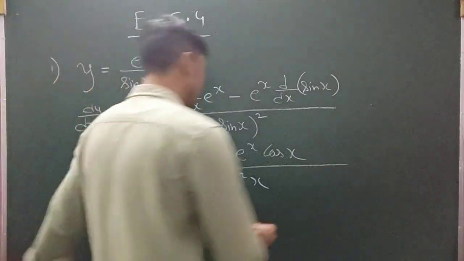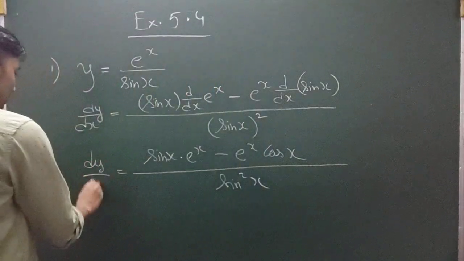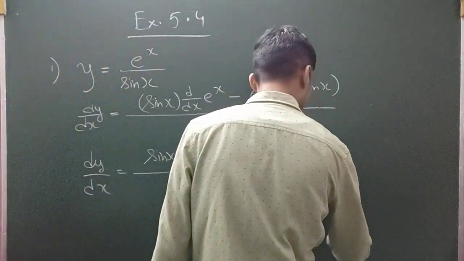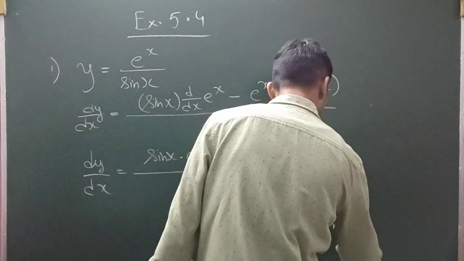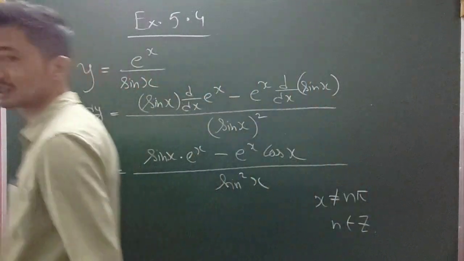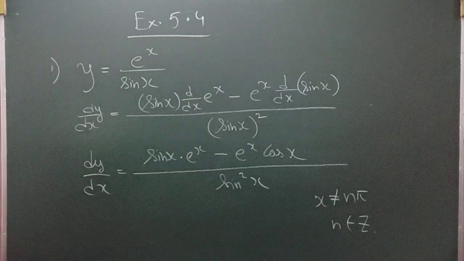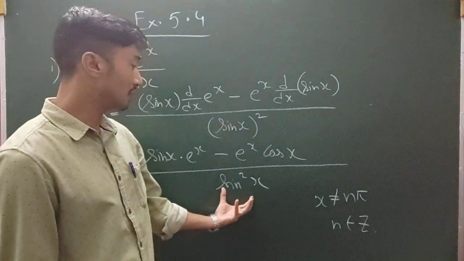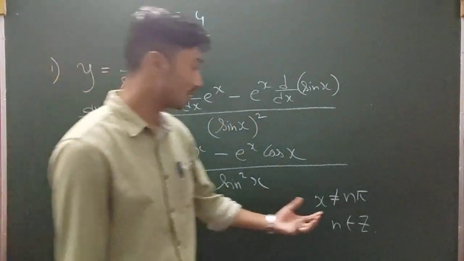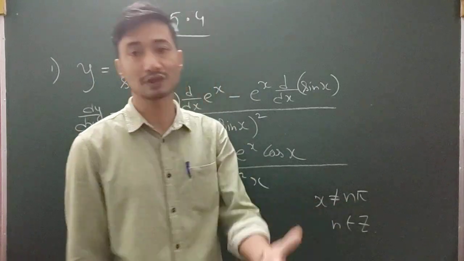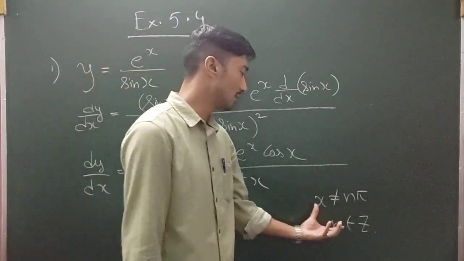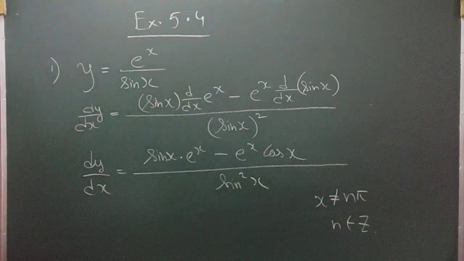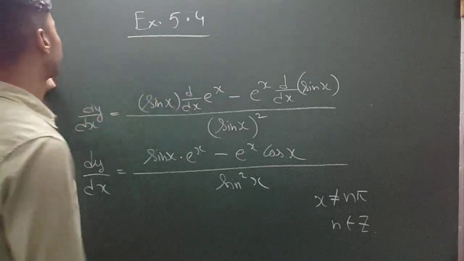Of course, there's one condition. This is dy by dx. You will find one condition that x should not be n times pi, where n belongs to the set of integers. You know why, isn't it? Because we always know the denominator should never be 0. So the function sin x will give us 0 for all values of x equal to n times pi. That we have already studied in trigonometry. So that's why we'll have this given in the answer also in the NCERT textbook, simply because the denominator cannot be 0.